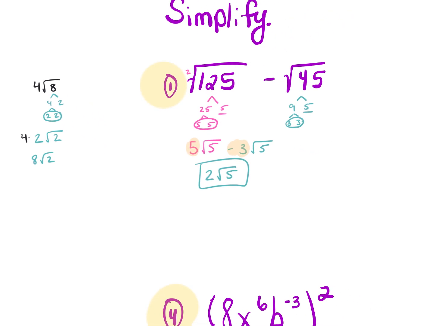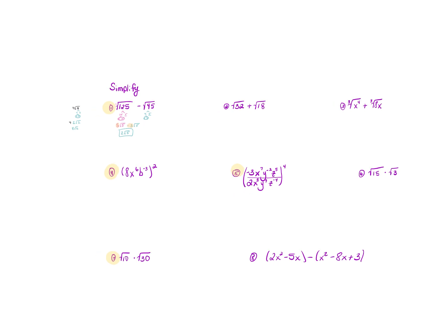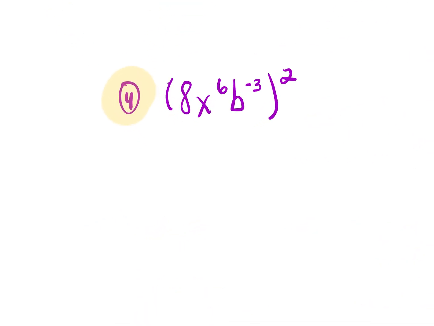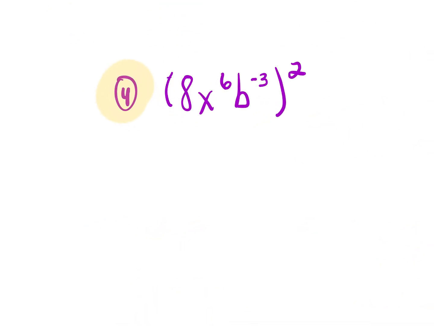So any questions with number 1? Good. Let's do number 4. So number 4, we want to distribute the exponent. Now, there's a couple different ways of working this out, a couple different orders that you could do it. If you wanted to make your exponents positive first, you could do that. I'm going to distribute, and then I'll make them positive at the end.